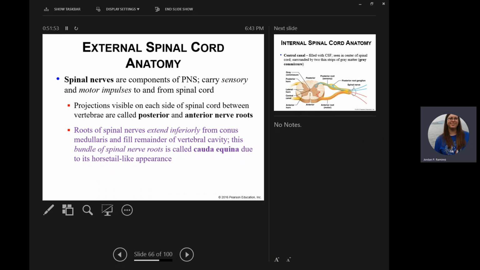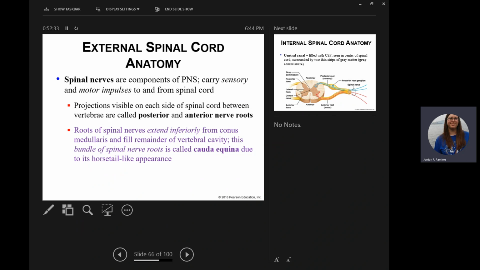Projections are visible on each side of the spinal cord between the vertebrae and are called posterior and anterior nerve roots. Roots of the spinal nerves extend inferiorly from the conus medullaris and fill the remainder of the vertebral cavity. This bundle of spinal nerve roots is called the cauda equina due to its horsetail-like appearance. Basically, your spinal cord technically stops at the conus medullaris, and underneath that it literally looks like a little horsetail, like a little waterfall of nerves, which is called the cauda equina.